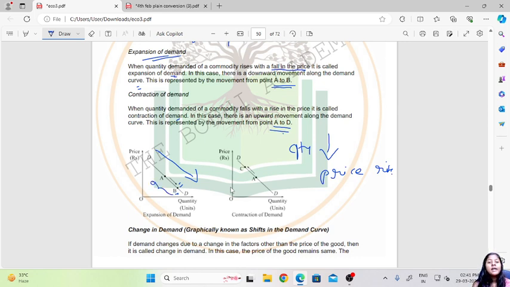Then contraction of demand is when the quantity decreases and price rises. We have shown this movement like this. That's why it is represented by the movement from A to D, and this is moving upwards. So there is an upward movement with regard to contraction of demand, and with regard to expansion of demand, there is a downward movement.